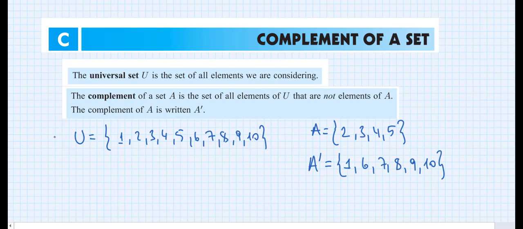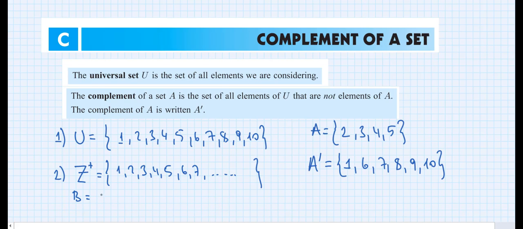This one was the first example. Second example, let me introduce a set of positive integers: 1, 2, 3, 4, 5, 6, 7, and it goes till infinity. All the positive integers. And let me introduce one subset of these positive integers, and let it be the even numbers. We know what the even numbers are: 2, 4, 6, 8, 10, it goes like this.